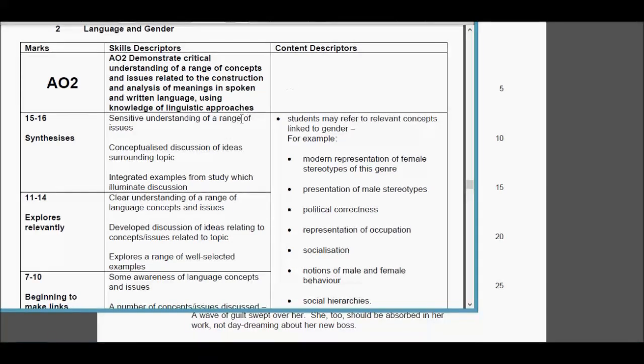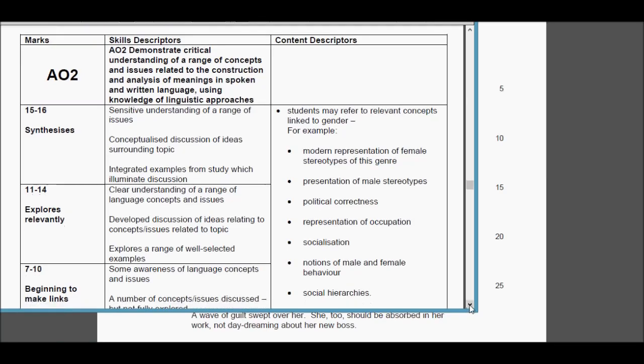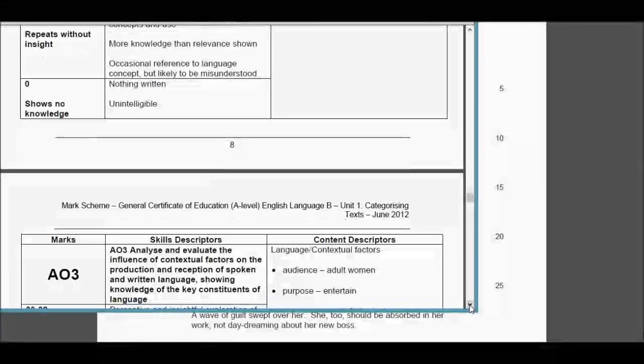Top band marks synthesize information, so you show sensitive understanding of a range of issues. So there's no kind of real close focus on any one area. There's a conceptualized discussion of ideas surrounding the topic, and there's integrated examples from study which illuminate discussion. What the example I'm going to show you does particularly well is it takes various elements from throughout the whole extract rather than going through in a chronological order, as I've already said, and I'll show you some examples of that as well.